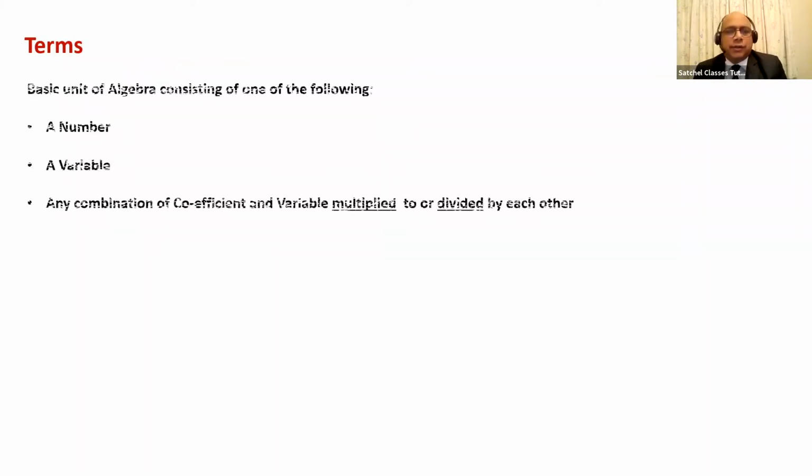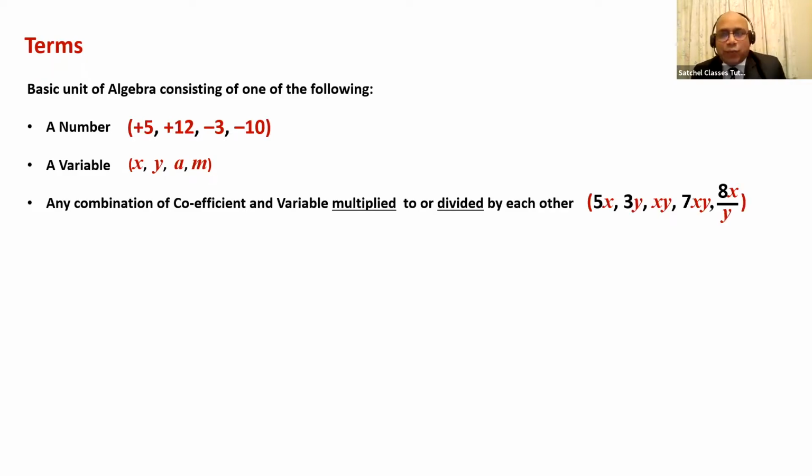As you know, a term is nothing but a basic unit of algebra, which means it consists of one of the following: a number, it could be 5, 12, minus 3, and minus 10, a variable like x, y, a, or m, or any combination of a coefficient and a variable multiplied or divided by each other. Remember, the coefficient is the number which is multiplied to the variable, like 5x, 3y, xy, 7xy, 8x over y. Now, I just rushed through this because we have covered this in one of the lessons previously.